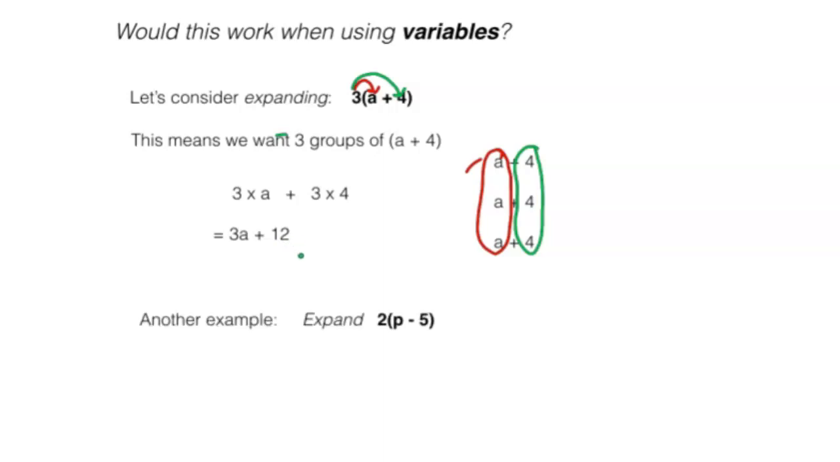So another example would be to expand 2 multiplied by p minus 5. So here we can say, well, we want 2 multiplied by the p, which will give us 2p. And then we want 2 multiplied by negative 5. Remember, the sign in front defines that number. So 2 times negative 5 would be negative 10. And there we've expanded this expression and removed those brackets.